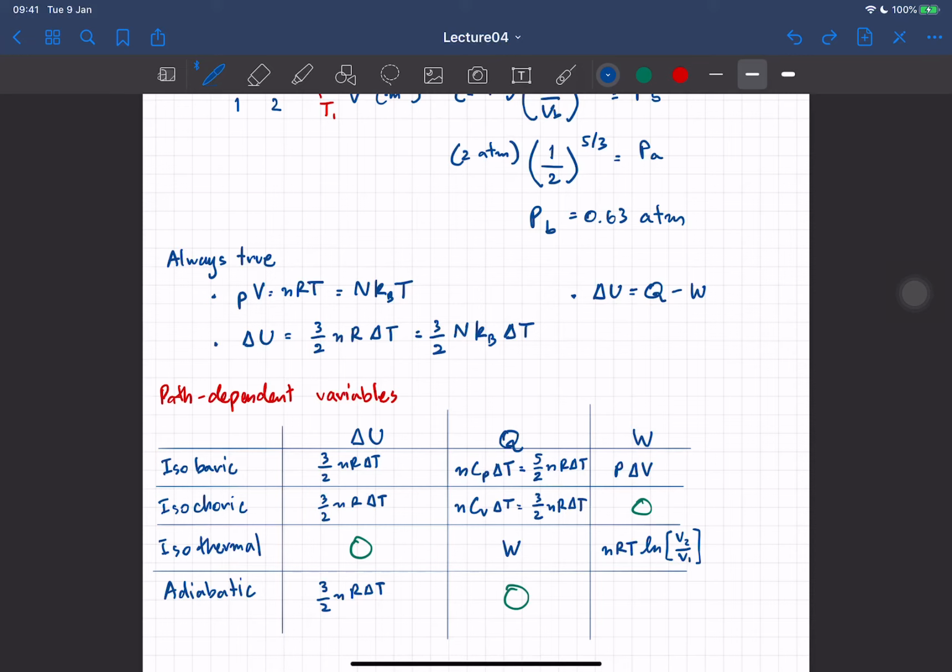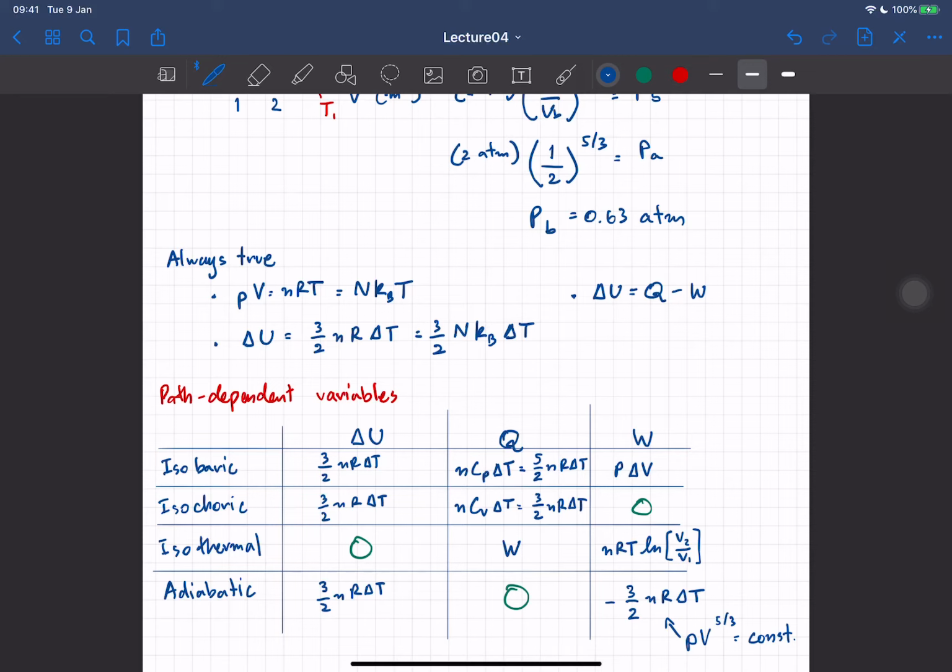And adiabatic is Q equal to 0, so that means W is just minus delta U. And if you want to be specific about what exactly delta T is here, then you can use PV^(5/3) equal to constant to help you with this calculation. So that's for the adiabatic process.